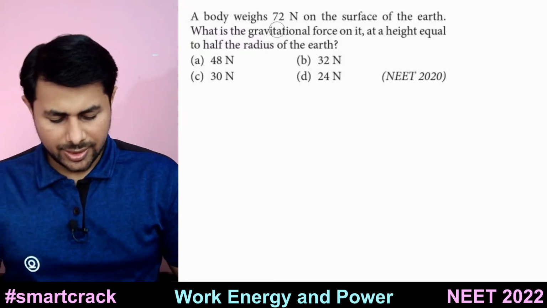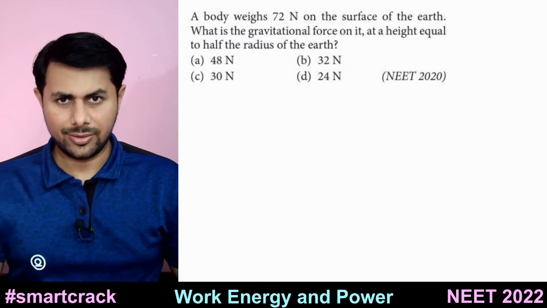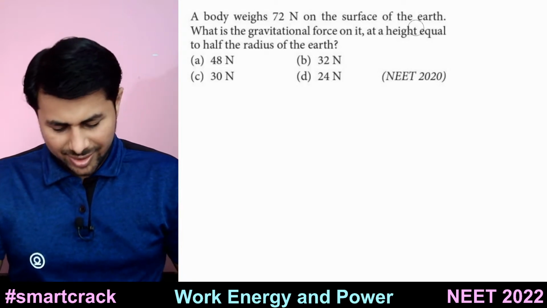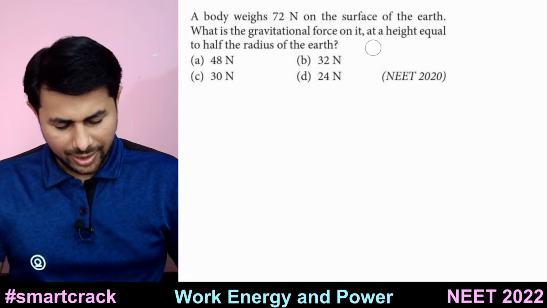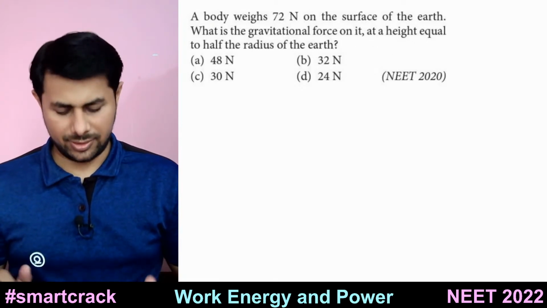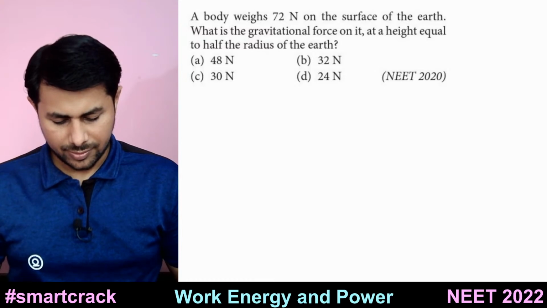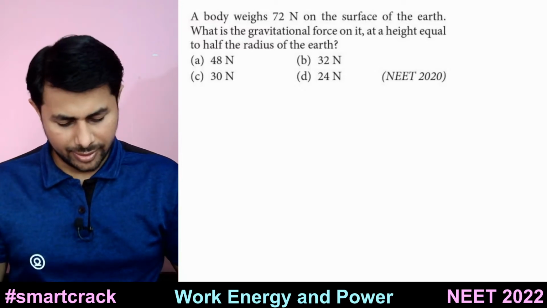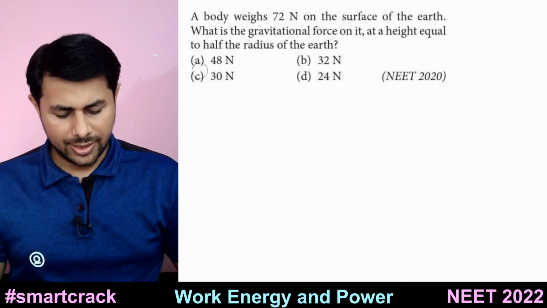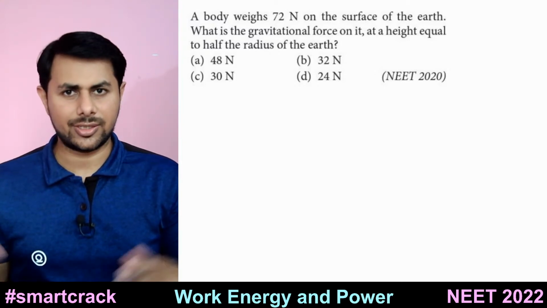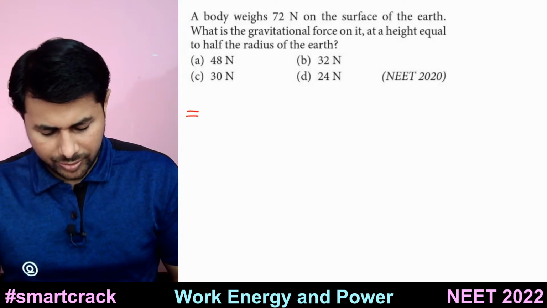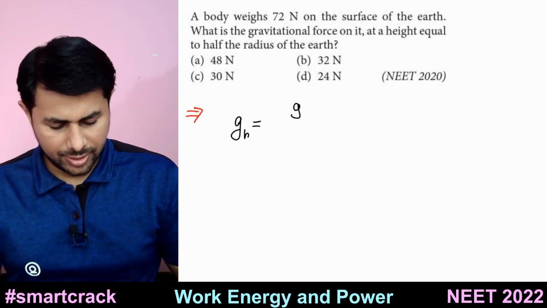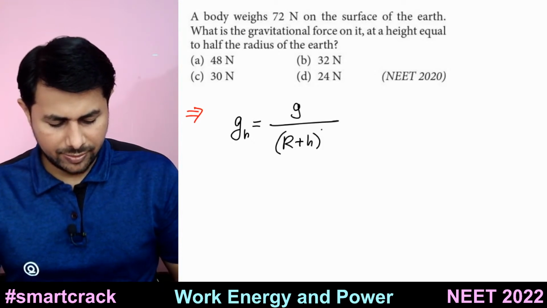A body weighs 72 Newton on the surface of Earth. What is the gravitational force on it at height equal to half of the radius of Earth? So its weight is given: 72 newtons on Earth's surface. What is weight? It is the gravitational force. This is a straightforward question. We know this formula, g_h is equal to what? g divided by (R plus h) squared.